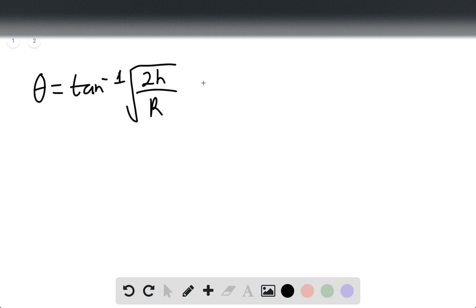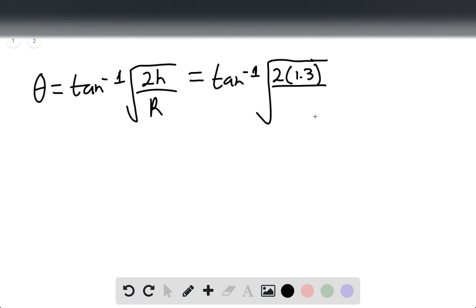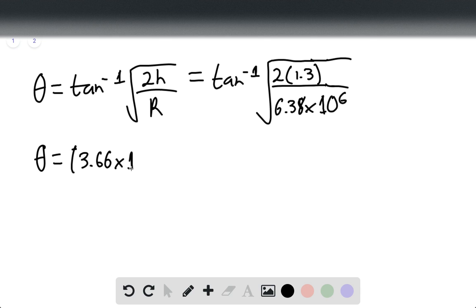So we can say that theta is going to be equal to arctangent of the square root of 2h over r, and this is going to be equal to arctan of the square root of 2 times 1.3 divided by r. In this case, this will be the radius of the Earth, 6.38 times 10 to the 6th. And we get that theta is going to be equal to 3.66 times 10 to the negative second degrees.